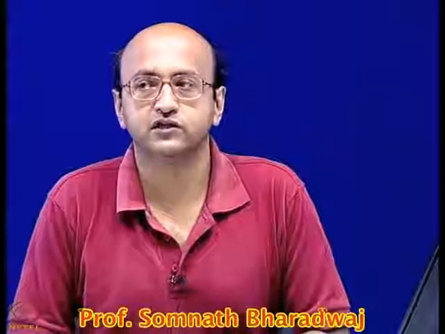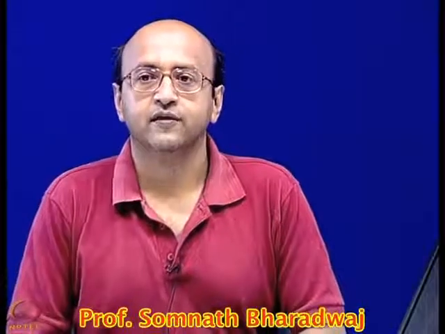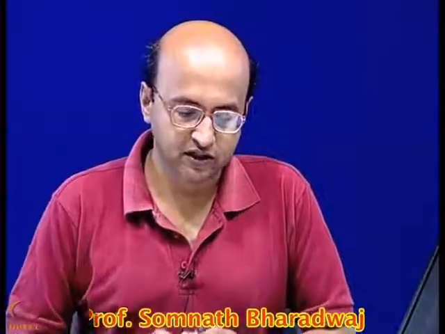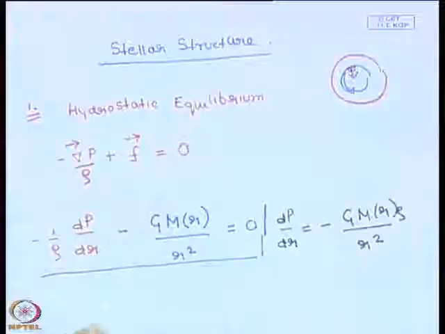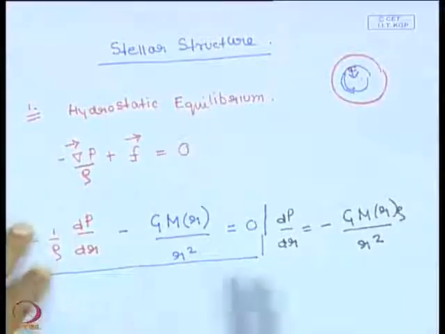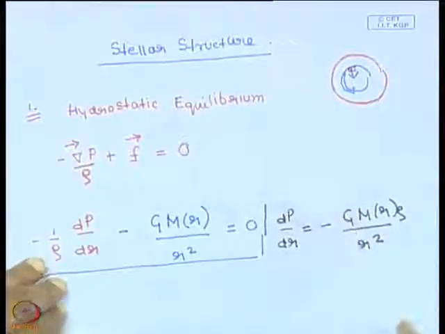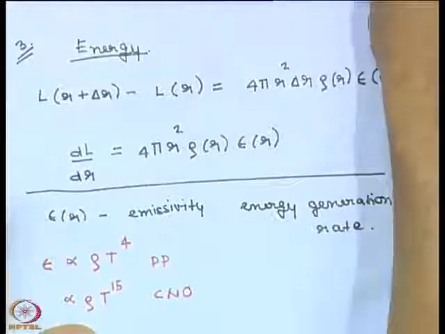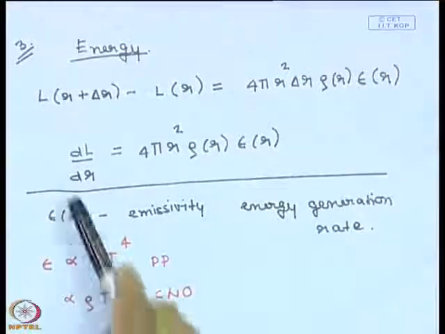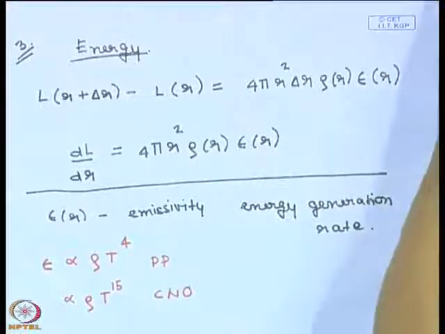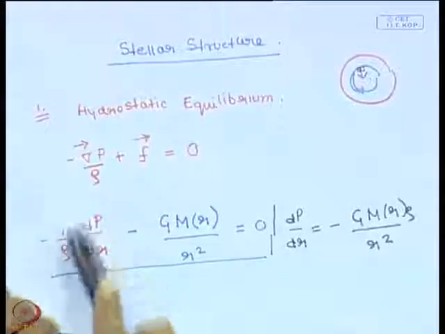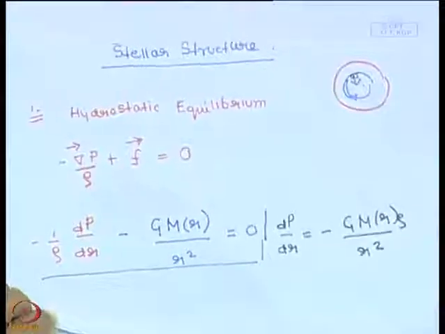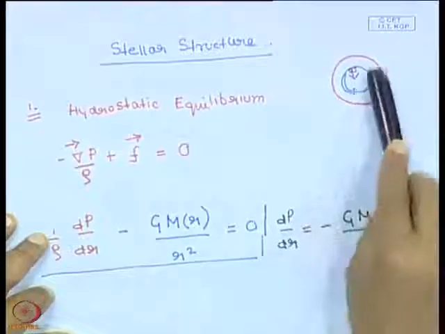The structure of a star. I have told you that there are 4 equations which need to be considered. Let me remind you that the first equation is the equation of hydrostatic equilibrium, which we discussed in the last class. So, the first equation tells us how the pressure changes as we go along the radius of the star.